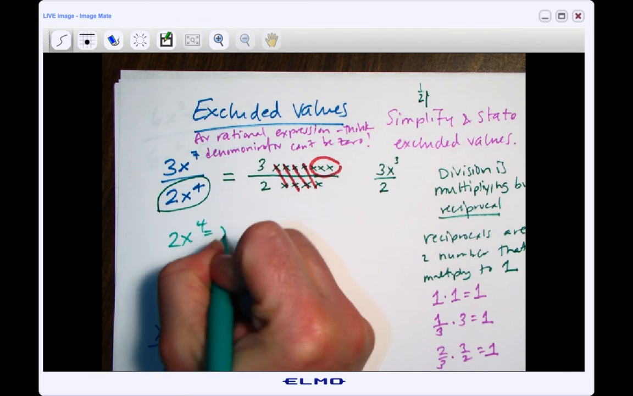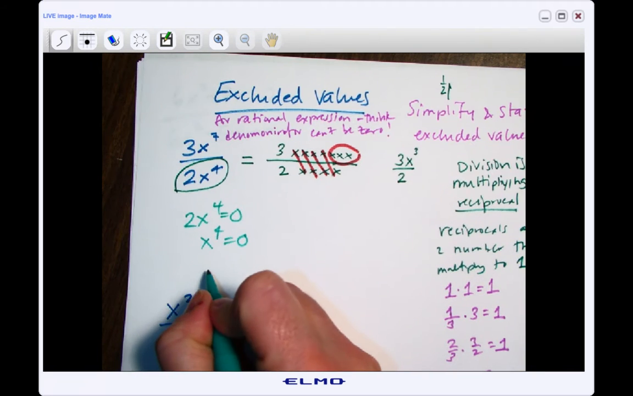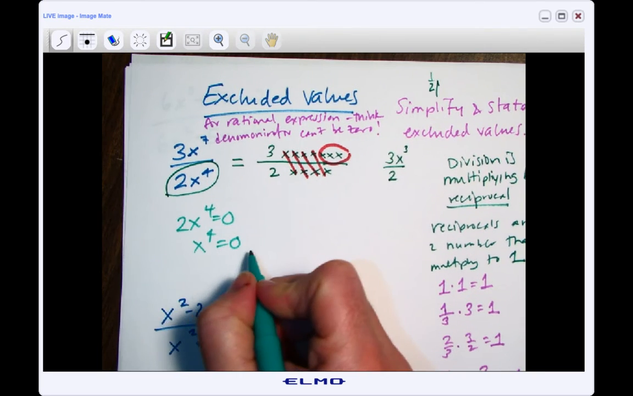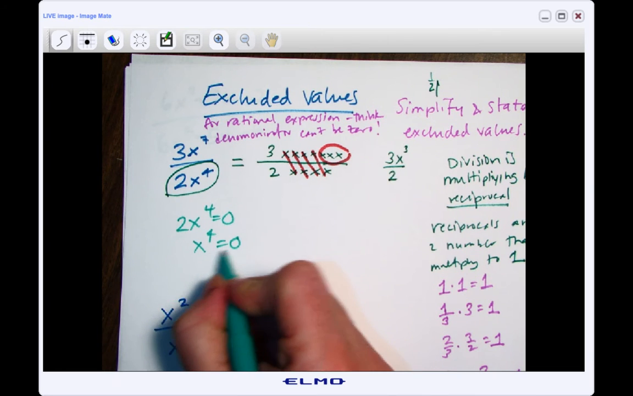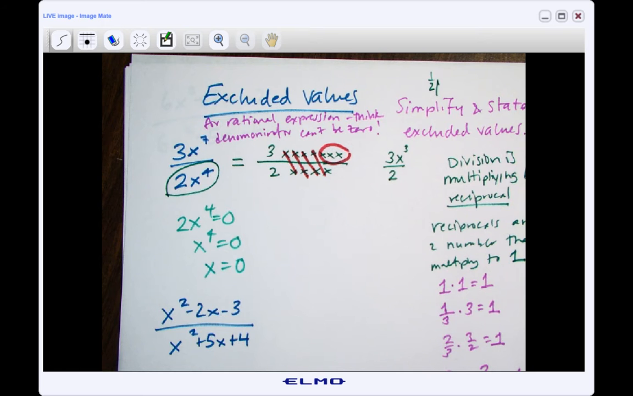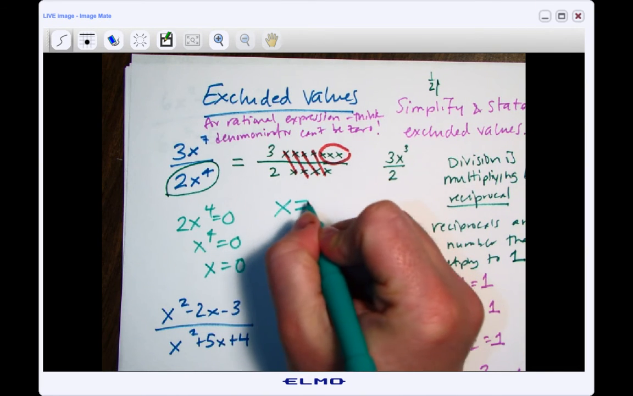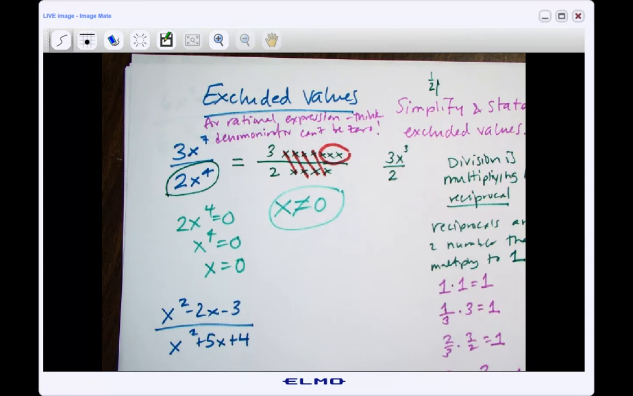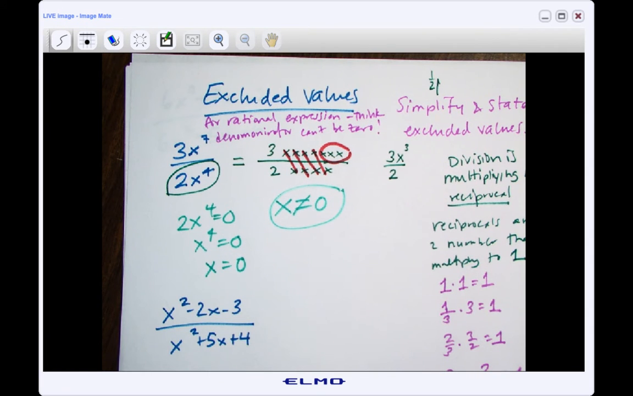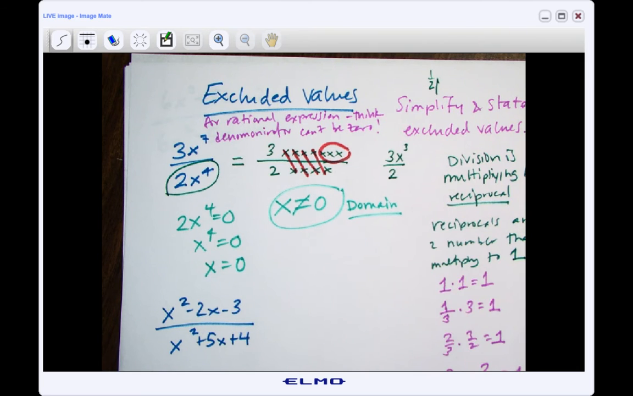So how do I figure that out? Well, I set it equal to 0. And we get x to the fourth is equal to 0. Well, we just said how do you get something to be 0? So x is equal to 0 here. So in this case, we say x cannot equal 0. That's my excluded value.